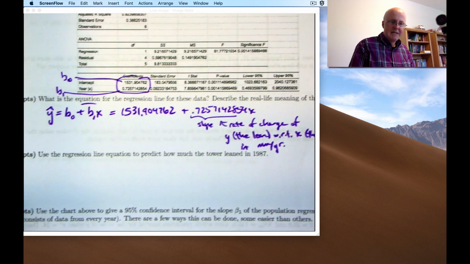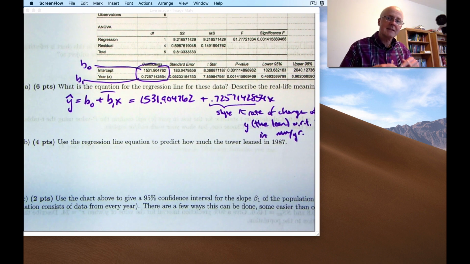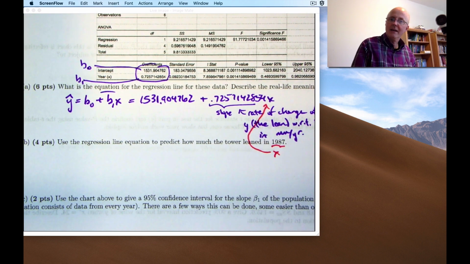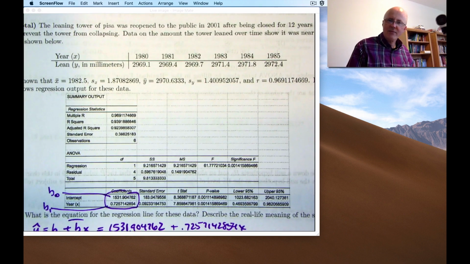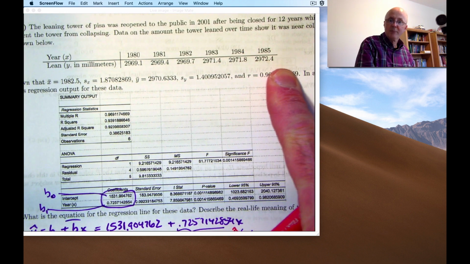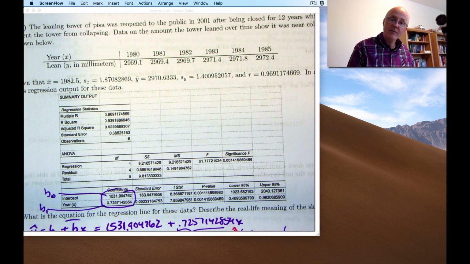All right, part B says use the regression line equation to predict how much the tower leaned in 1987. This is emphasizing the use of the regression line, or at least one use, to predict an individual y value when you know x. So what you do is plug in x equals 1987 into the regression line equation in place of x and simplify. And you'll get an answer for the lean in millimeters. What should we expect for the answer? These numbers for the lean keep getting bigger over time. We should expect a number bigger than all of these. Perhaps 2973 something, or maybe even 2974 something.